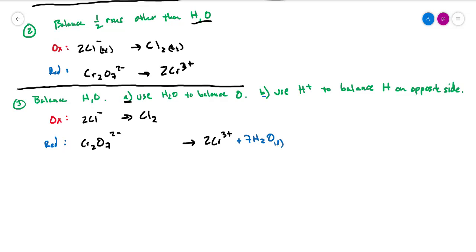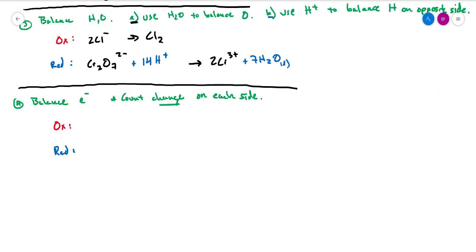And then the second step is to use H plus to balance H on the opposing side. So we just added a bunch of H now. So this side's got 14 hydrogens. So we would need to add 14 hydrogens to this side. So if you count everything up, we've got 2 chromiums on both sides, we've got 7 oxygens on both sides, and we've got 14 H pluses on both sides. So that is the third step in the balancing.